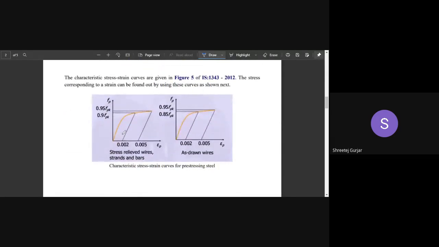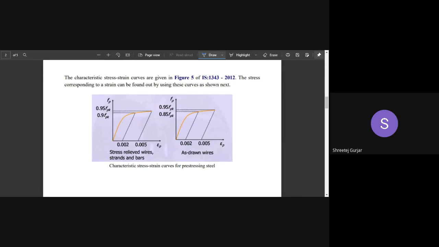So coming to your next point, the characteristic stress strain curves are given in figure number 5 of your code IS 1343. If you look into figure number 5 of IS 1343/2012, you will find these curves. So the stress corresponding to strain can be found out by using these curves, which is shown next. Okay, so you can use these curves and you can find out your stress at a particular amount of strain.